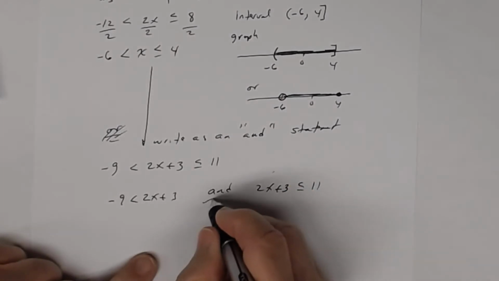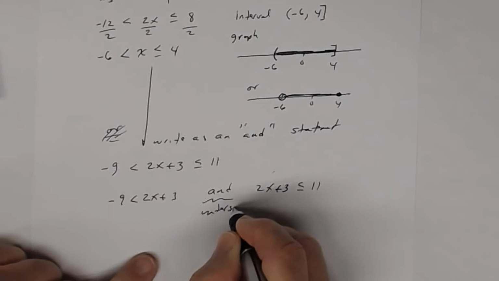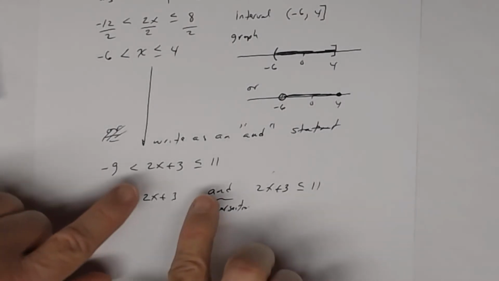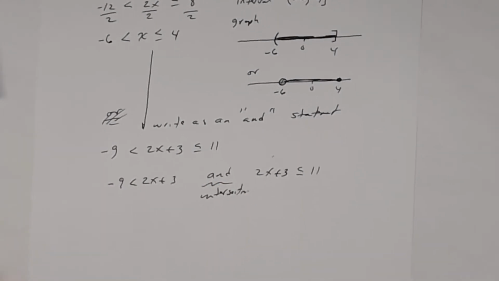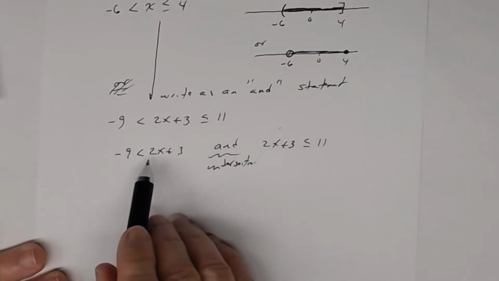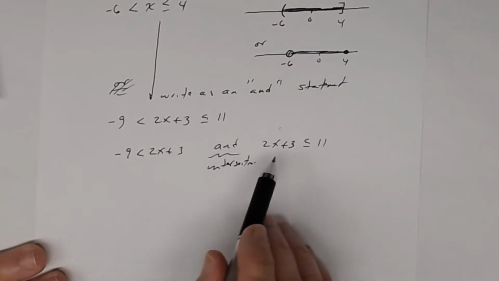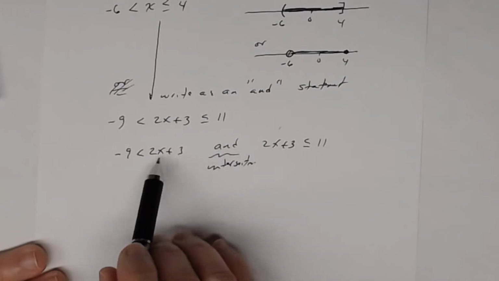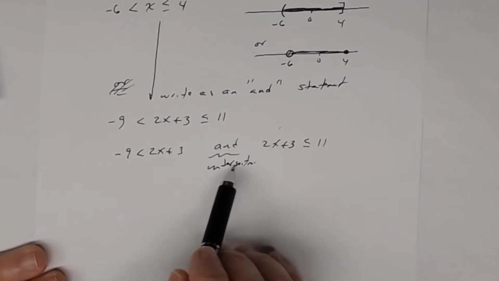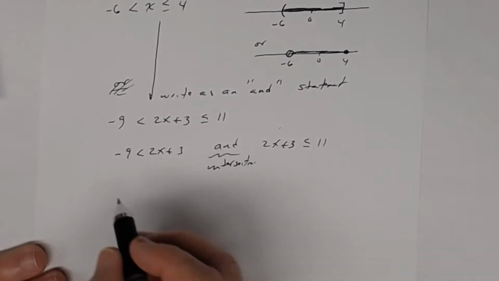So that word "and" would mean the intersection. So when you do it this way, you're looking for the intersection. All right, and so now you're just going to solve each of those individual simple inequalities. So you went from a compound statement to two simple inequalities joined by the word "and," that means intersection.